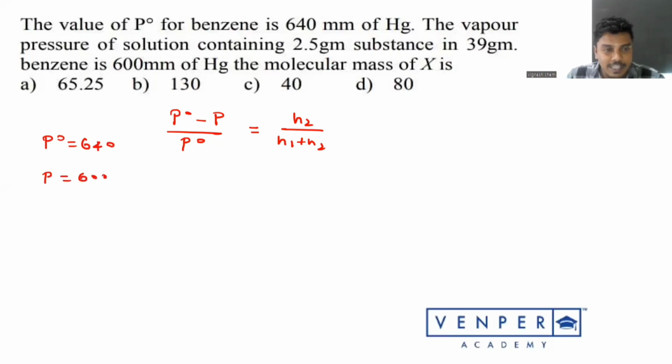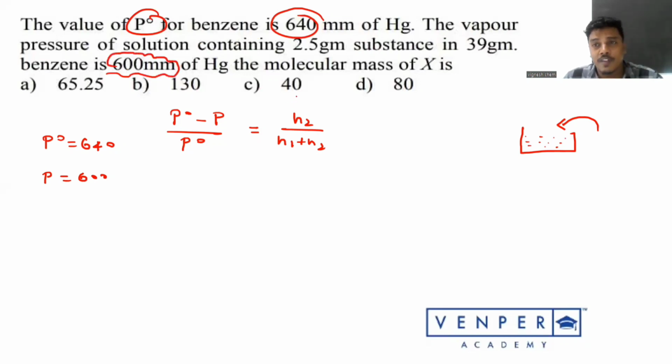It is 600. Whenever a non-volatile solid is added to a solution, the vapor pressure decreases. The pure solvent's P naught is 640. Now see the P value after adding the non-volatile solid: 600. The vapor pressure always decreases. Then the P naught value is 640, minus 600, divided by 640.